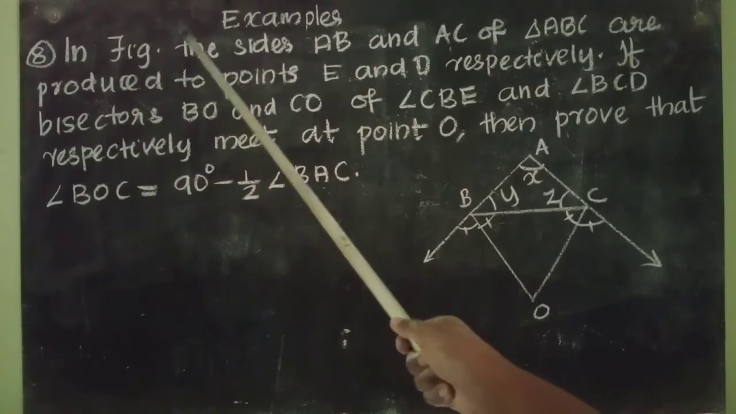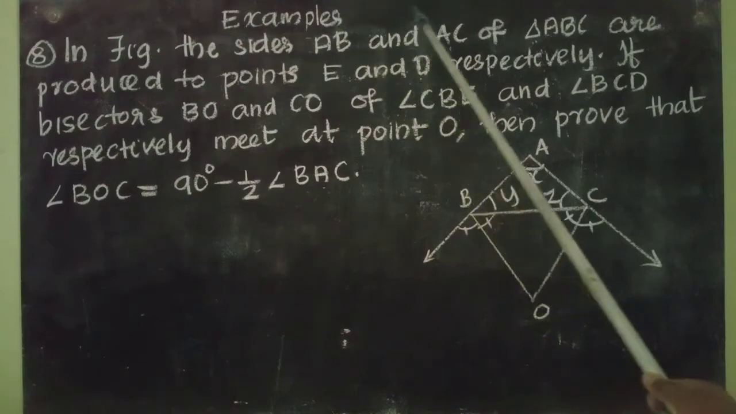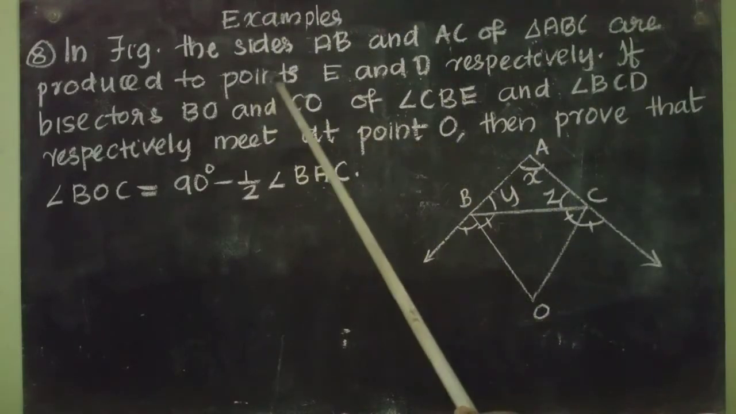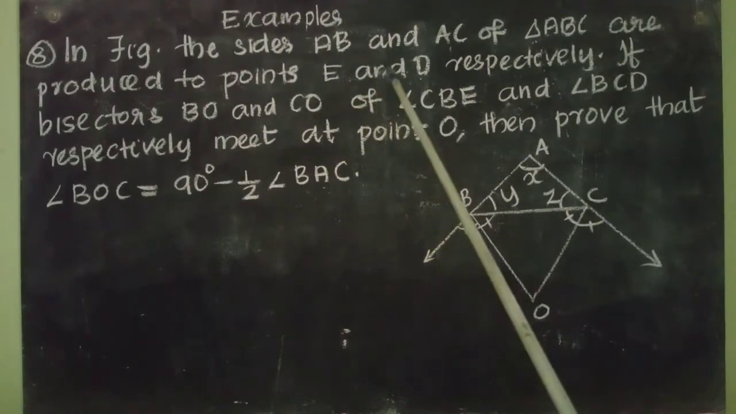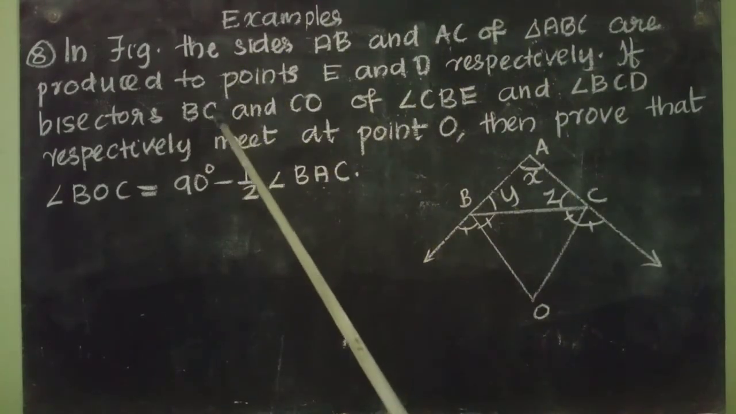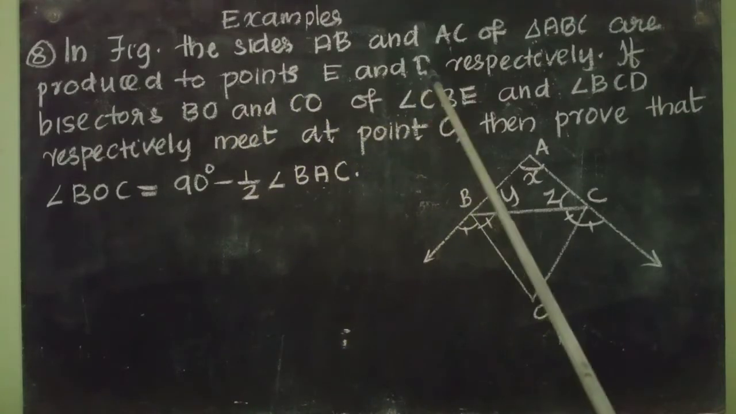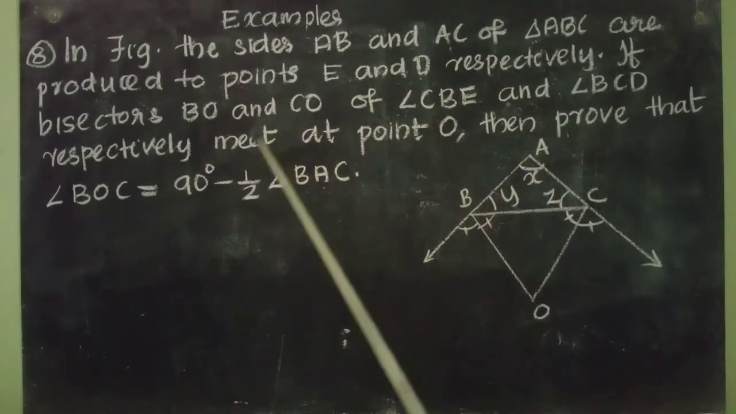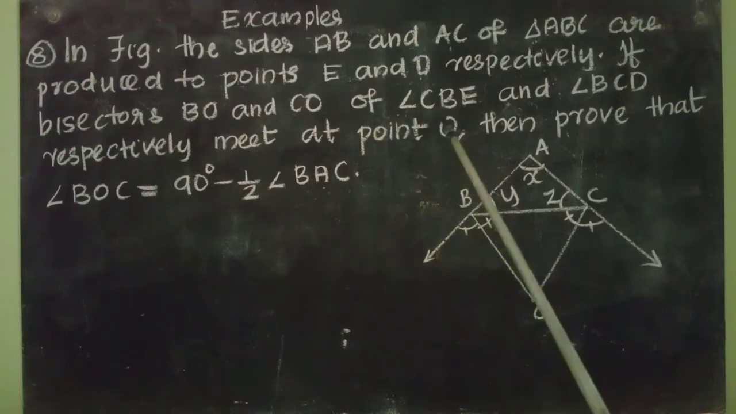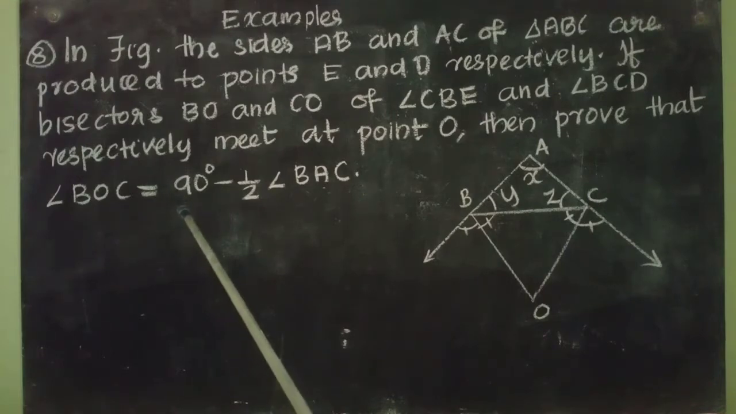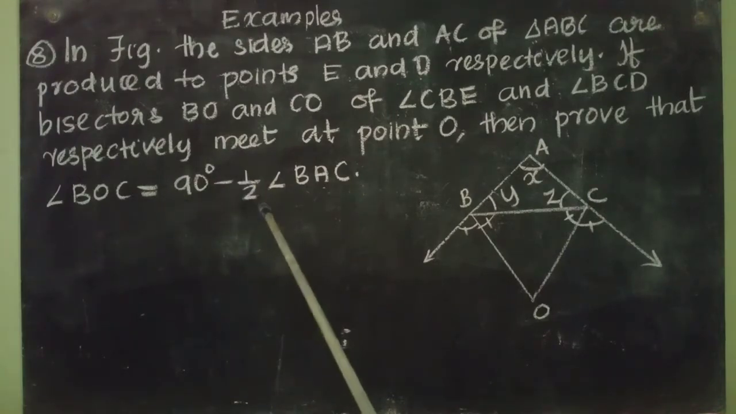Example: in the figure, the sides AB and AC of triangle ABC are produced to points E and D respectively. If bisectors BO and CO of angle CBE and angle BCD respectively meet at point O, then prove that angle BOC equals 90 degrees minus half angle BAC.